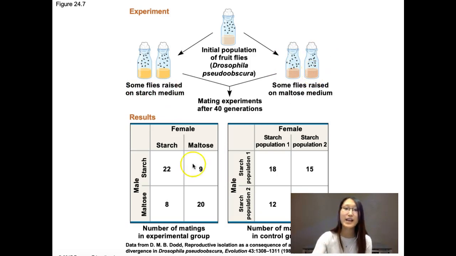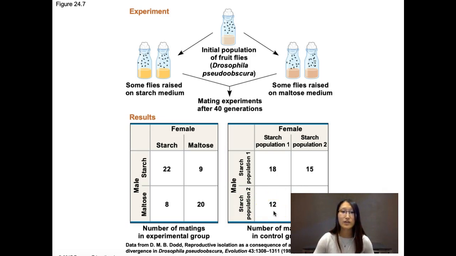And what we find out is that we're doing matings between the male and female, and we find out that the female fruit flies raised on starch medium, for the majority, would select males that are also raised on the starch medium, and the females raised on maltose, which is right here, would for the most part select males that are also raised on maltose. And then this one is our control group, where all the males and females are raised on starch, and there's no difference within the selection between male and female.